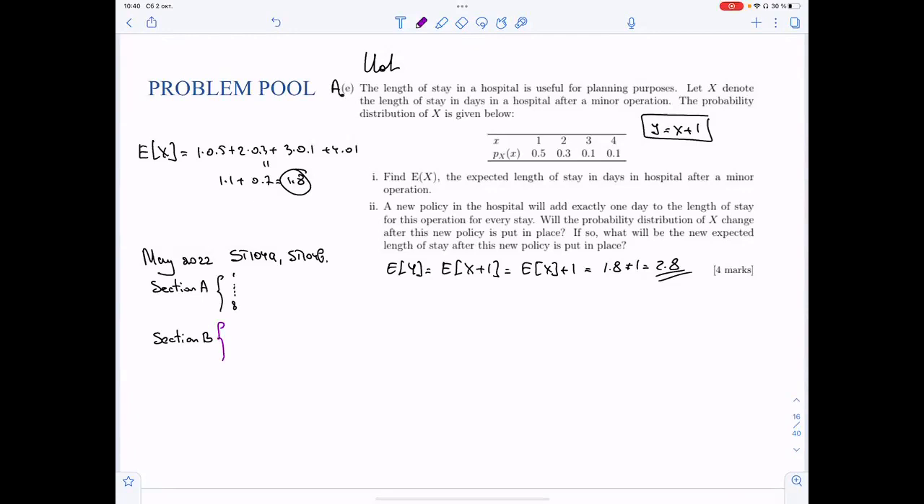And section B has 3 problems. They are usually called number 2, number 3, number 4. And you're supposed to solve 2 out of 3 problems from section B. So you have some option to choose what problems you want to solve.